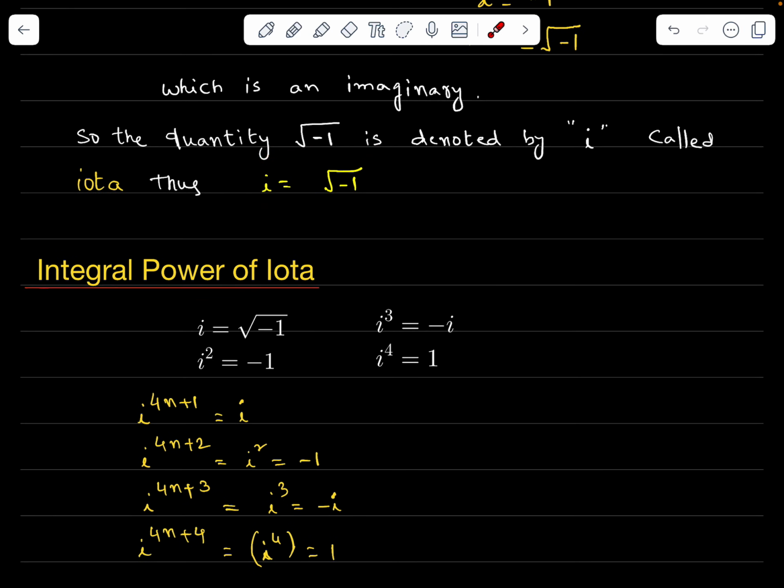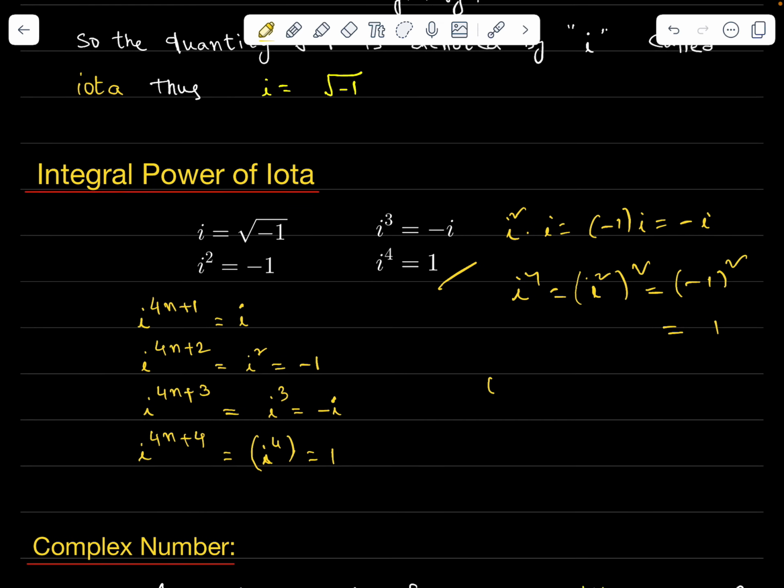Integral powers of iota. i is equal to root minus 1, i square is equal to minus 1. i cube is equal to i square into i, that is equal to minus 1 into i. Therefore, the answer is minus i. i power 4 is equal to i square whole square, that is equal to minus 1 whole square, that is equal to plus 1. And i power 4n plus 1, that is equal to i power 4n into i, that is equal to 1 into i, therefore i.